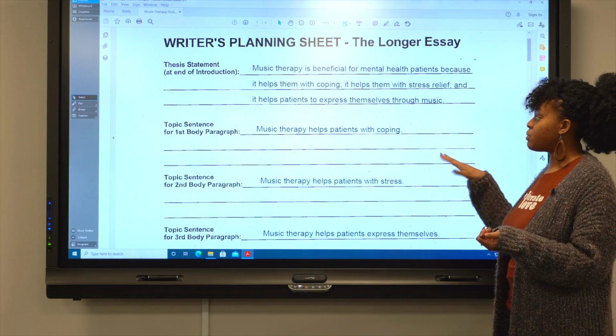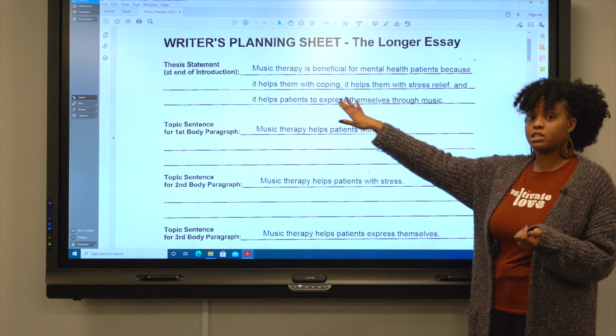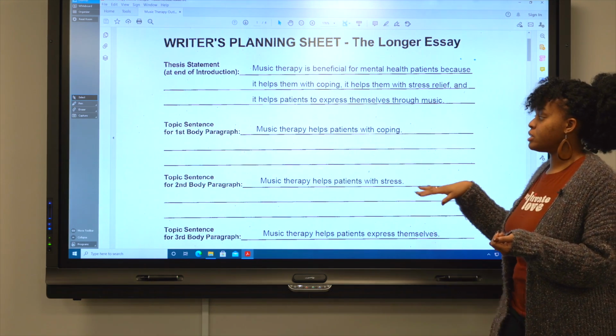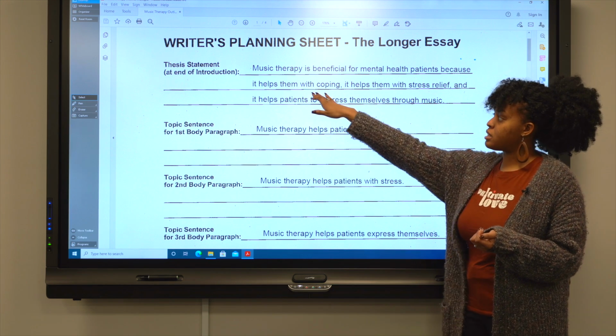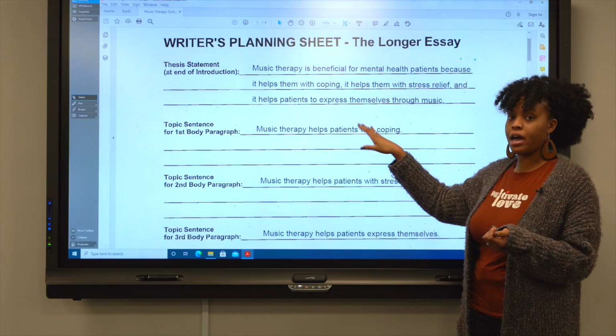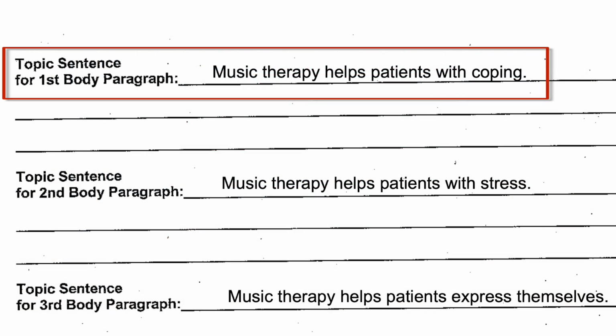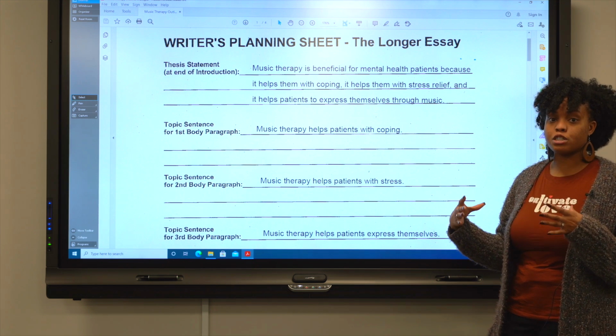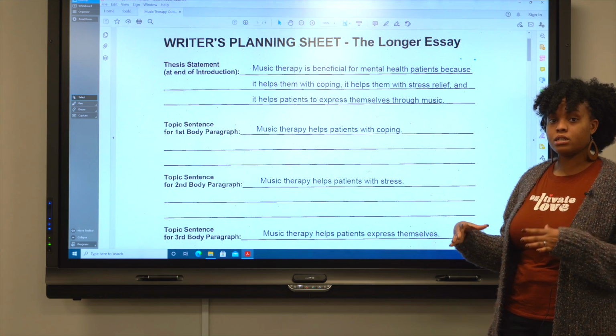So what I did is that I left the thesis up here so you could see what we were supposed to be breaking down into paragraphs. One of the things that I did first was I took the coping and I made it into its own first body paragraph. I wrote out, "Music therapy helps patients with coping." This is a good indicator for people that are reading your paper to let them know that this is the first point that you'll be talking about.